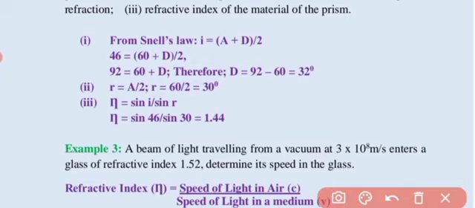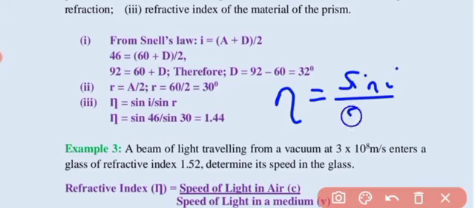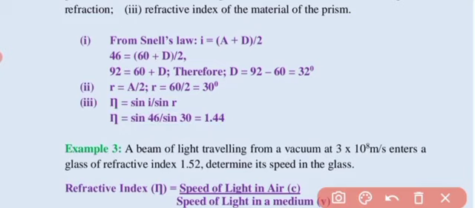Okay. Moving to the third part of the question, we have to look for the refractive index of the glass. Remember that in Snell's law, we have refractive index equals sine i over sine r, and that is what we use here. We've gotten our r already, and we have our i from the equation. Pressing this on the calculator, we have 1.44 as the refractive index of that particular glass prism.